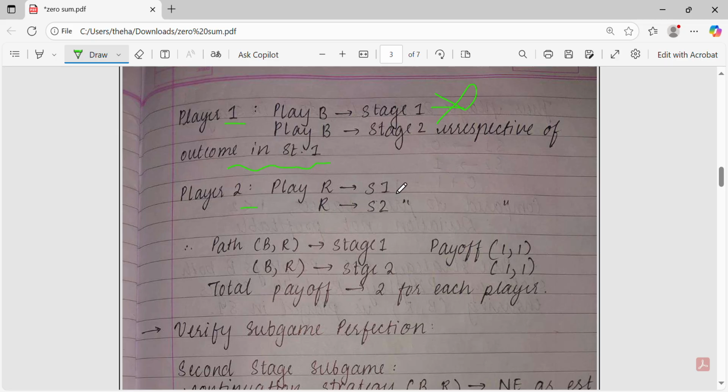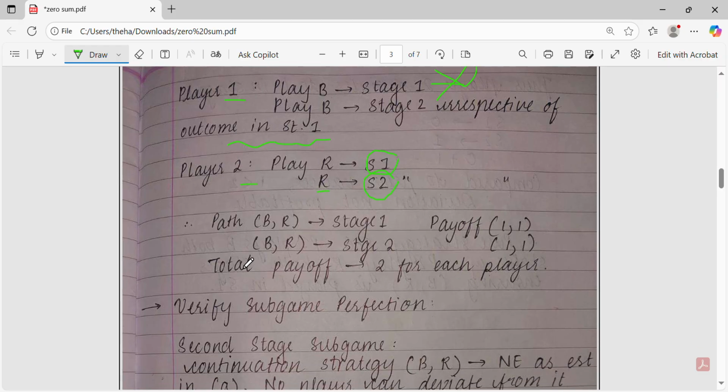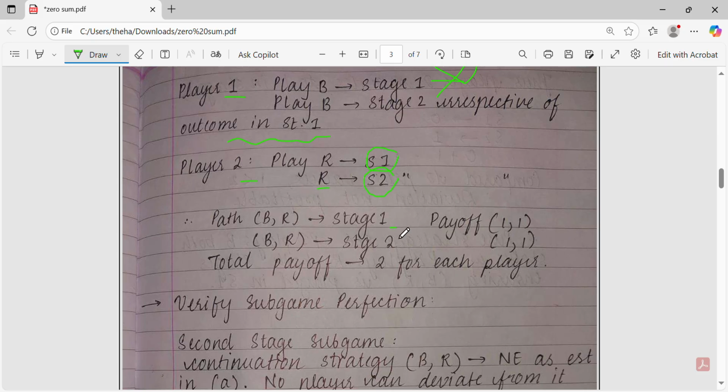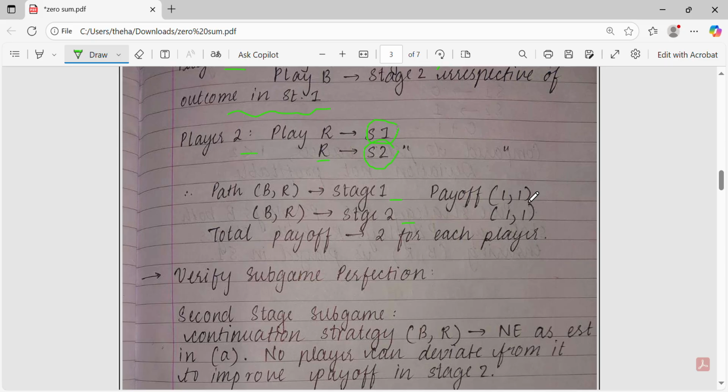Player 2 in stage 1 played R, so irrespective of whatever was done in stage 1, in the second stage also it will play R only. So basically the path that will be followed is B comma R in stage 1 and B comma R in stage 2 also. What are the payoffs in both these stages? 1 comma 1 and 1 comma 1. So the total payoff is 1 plus 1, 2, where it is 2 for each player.